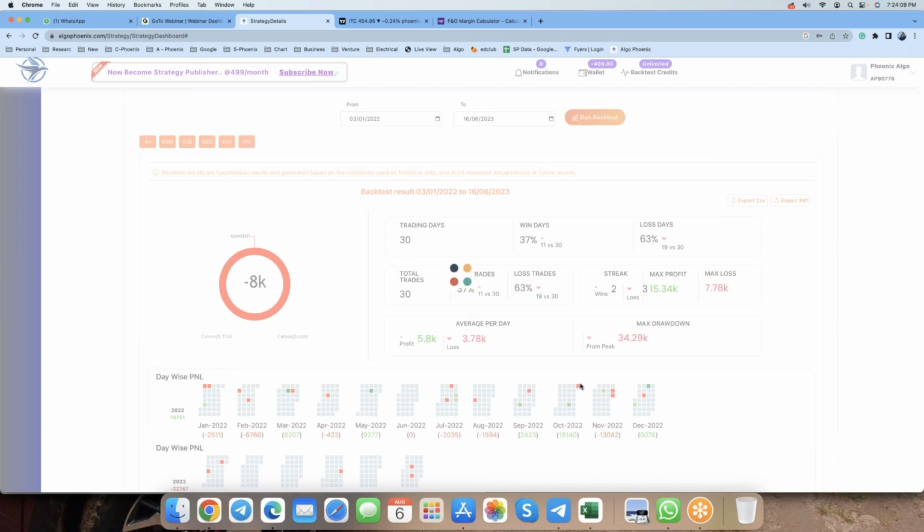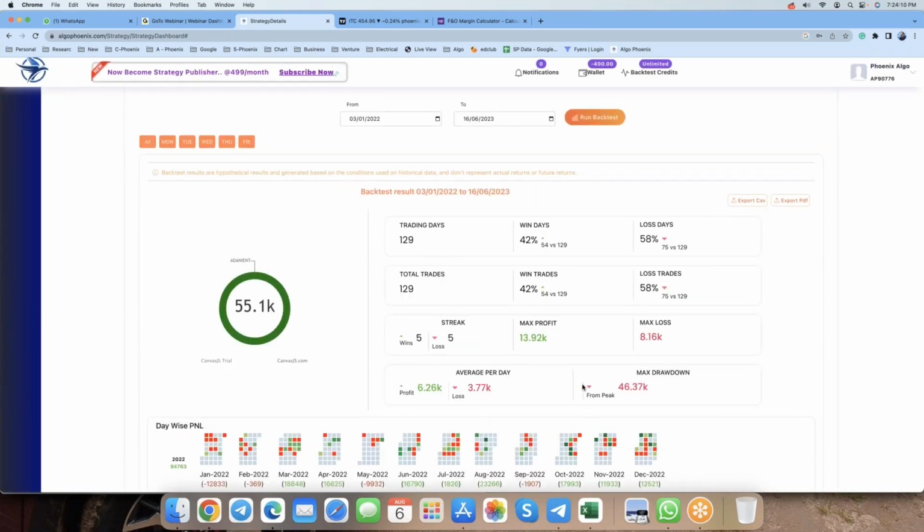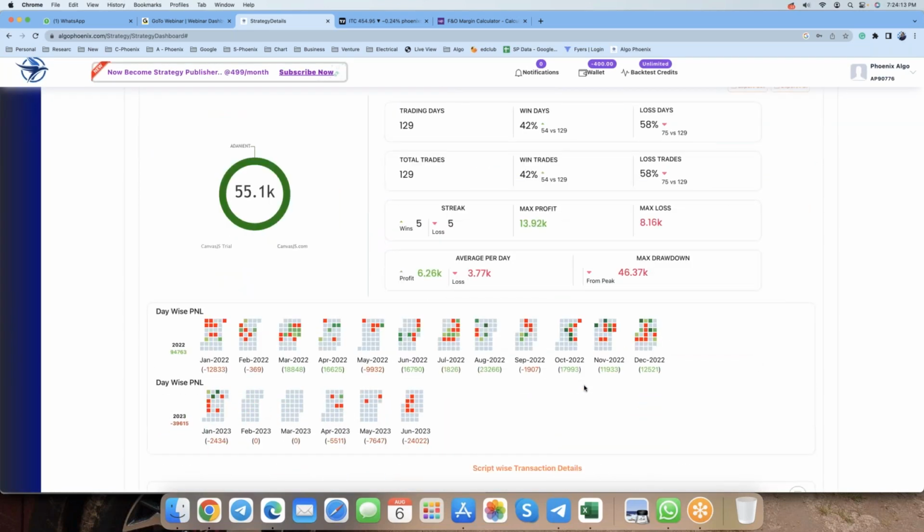Now this should come up in profit. Okay, now this is coming in profit. At the same time, my loss is also getting reduced. But the only problem is the max drawdown is 46K. This is because this year we had a lot of problems.